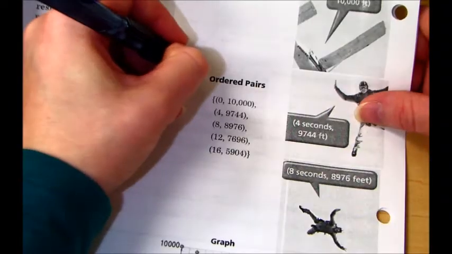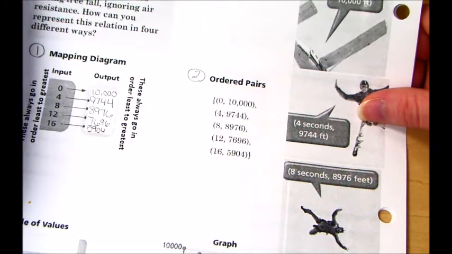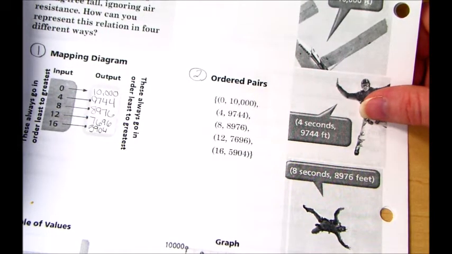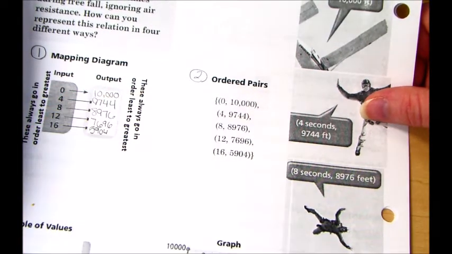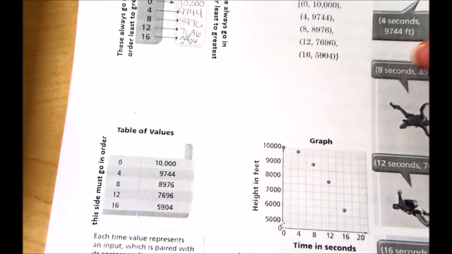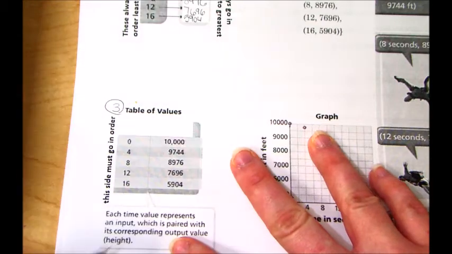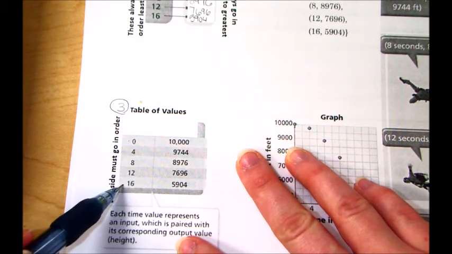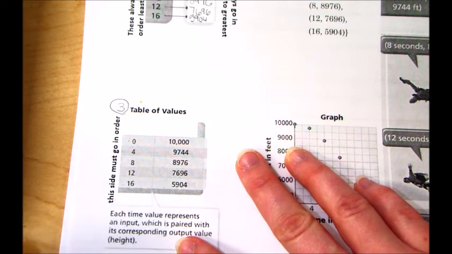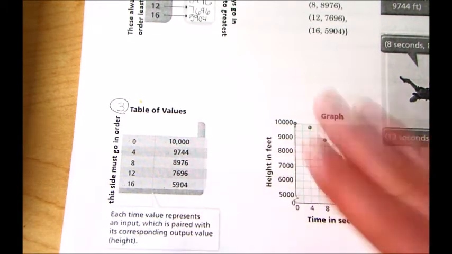The second way to represent them is simply as ordered pairs, probably something you're a little more familiar with, and I think you can follow along with those ones. The third way to represent them is using a table of values. The table of values, just make sure your x's go in order, like 0 through 16, and then their corresponding values go beside them. And the third way is representing them using a graph.